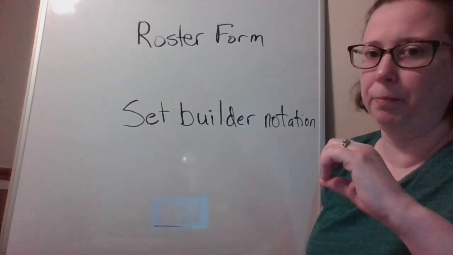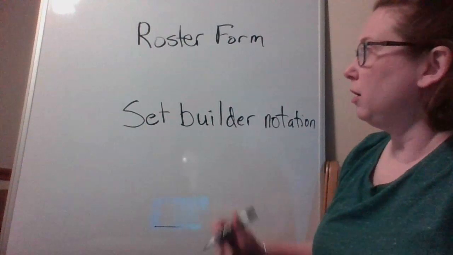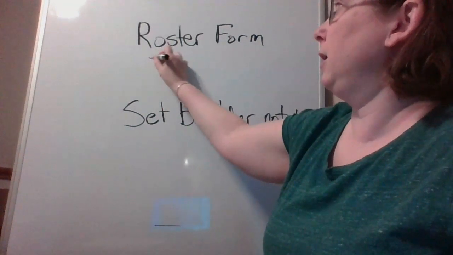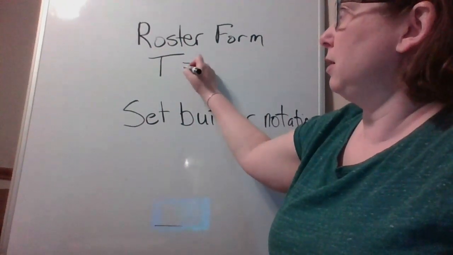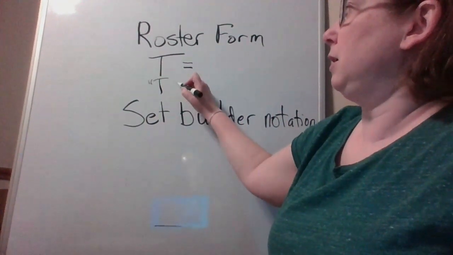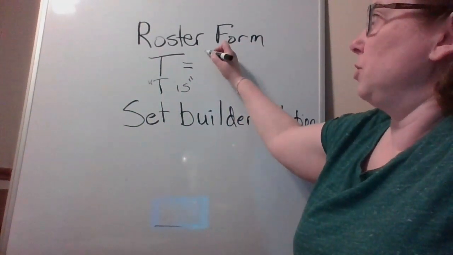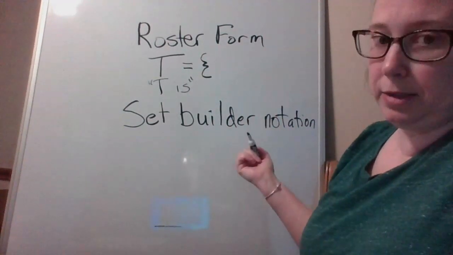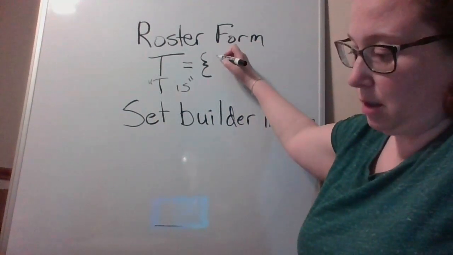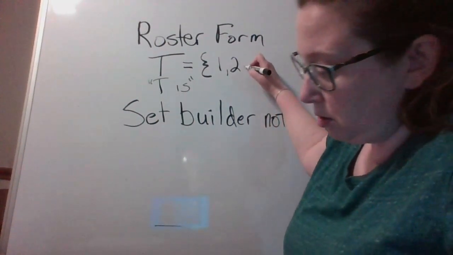If you're saying something in roster form, we're going to name our set using a capital letter. Say we're going to use T. So we're going to say T is, which is the equals. You would say T is, and then you're going to list out your set. You use those fancy brackets, and we are going to list all of the elements in our set. For this one, we're saying 1, 2, 3, 4, 5.